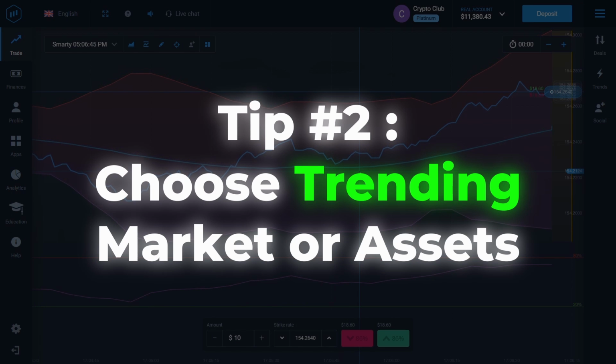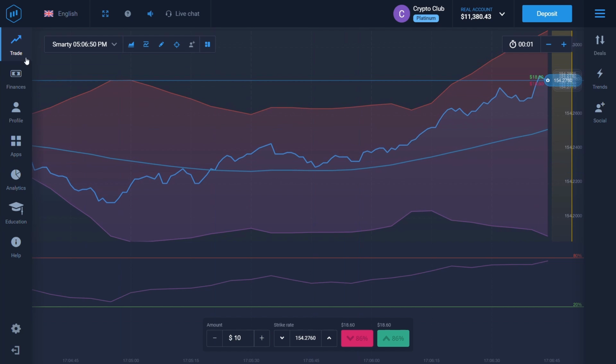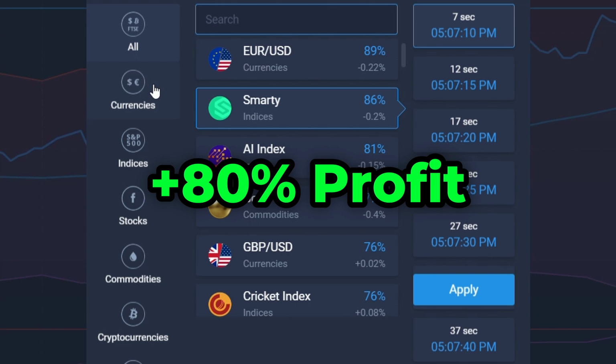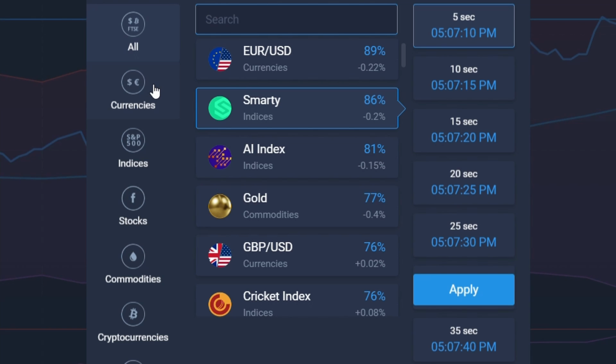Choose trending markets or assets. While trading on the Expert Option platform, make sure to use trending markets or assets. The main reason to choose these markets is higher profit rates. As you can see here, all of these markets have a higher profit rate than 80%, meaning if you were to win a trade in one of these markets, you would get more than 80% profit.